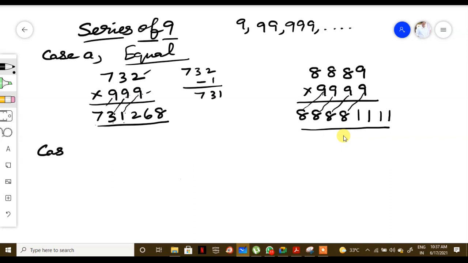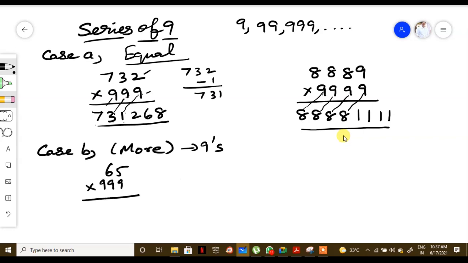Now we go to case B. Case B deals with more nines. What is meant by more? Here the nines are more. Suppose I take an example here: 65 into triple 9.